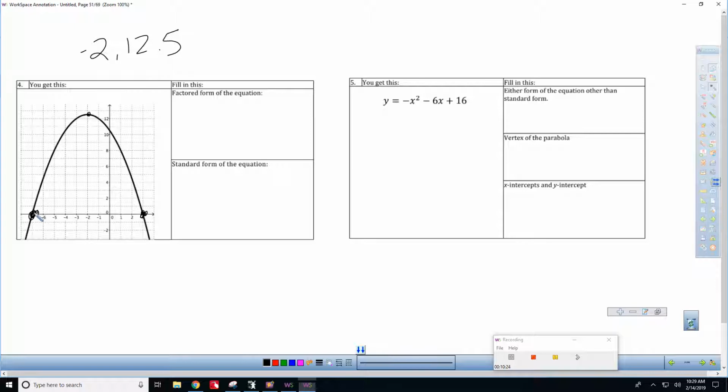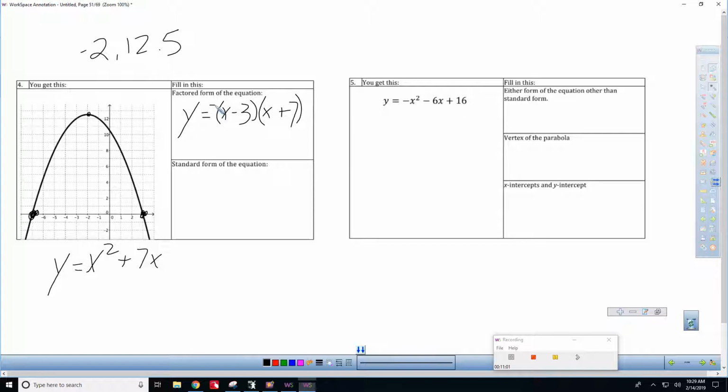-7 and +3. So this is Y equals X plus 3, X minus 3, X plus 7. Okay, because what number do we put in for X to give us 0? +3 and -7. So what's the standard form? We just have to FOIL. So you get Y equals X squared plus 7X. Oh, hold on, this is going to be a negative, right? It's going down. Sorry, we'll just do the negative at the end.